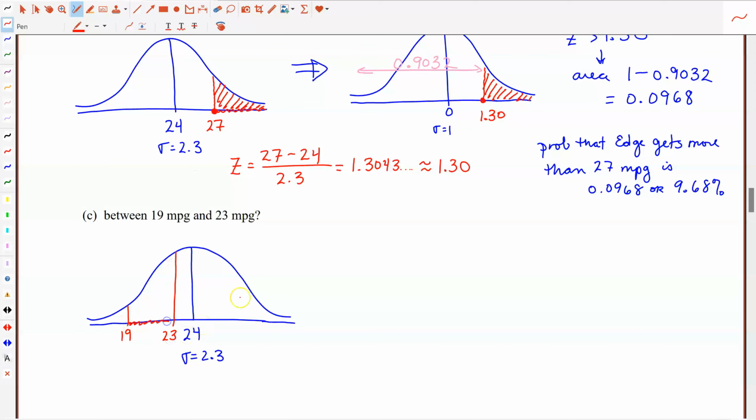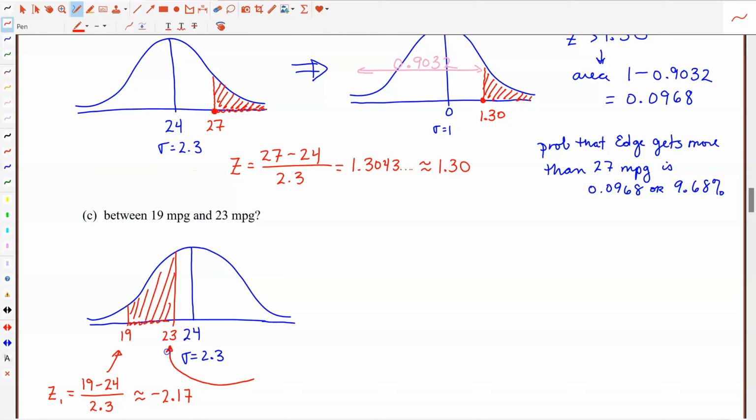So if I want it to be between 19 and 23, we're going to shade the area under the curve in between those two markers. In order to figure out that area, we need to move everything to z-scores. For the 19, its z-score, I'll call it z sub 1 because I'm going to find two z-scores, would be the data value, 19, minus my mean, 24, divided by my standard deviation, 2.3. That value, rounded to two decimal places, would be negative 2.17.